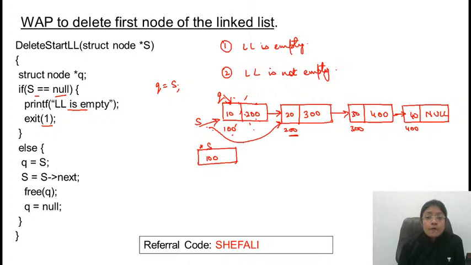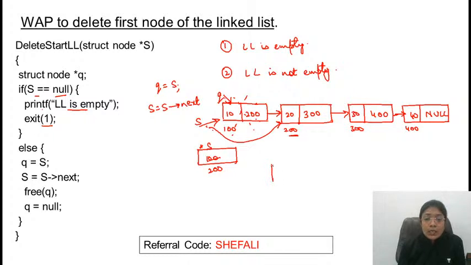Now the first node of s will be deleted, so whatever second node you had, that now becomes the first node of the linked list. So s will be pointing to s of next. S of next is what? 200. 200 will be available in the second node. So s is pointing to this one. Rest everything remains the same. No need of traversing the linked list.